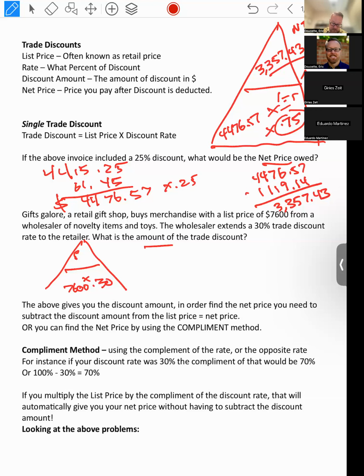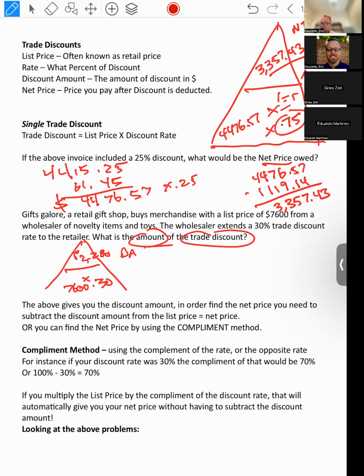So I would take 7,600 times 0.30. That means they're going to give me a $2,280 discount. So that is my discount amount, DA. And that's what they wanted. They wanted to know what was the amount of the trade discount. So it was $2,280. That was my discount amount.